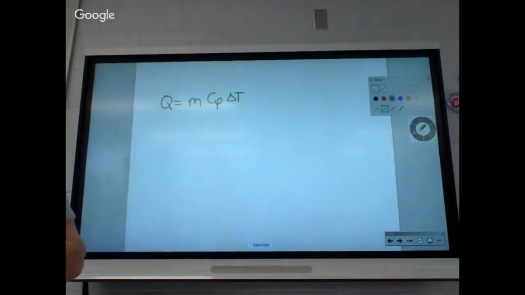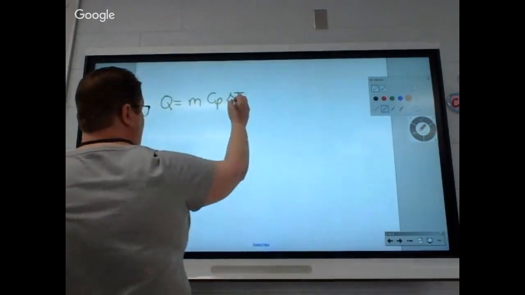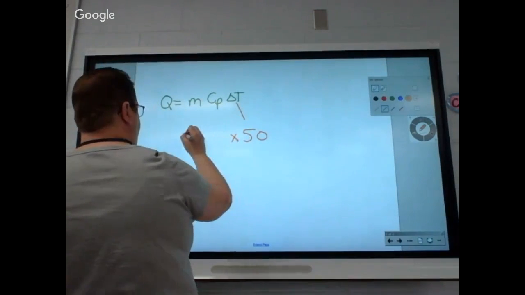Okay? So, what do you do with the 2 temperatures they gave you? Subtract them. So, 75 minus 25 is what? All right, so I'm going to put the change in temperature right here with the delta T. So, that's going to be 50. Okay?